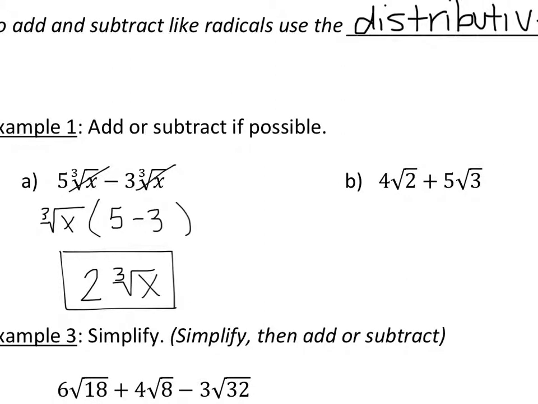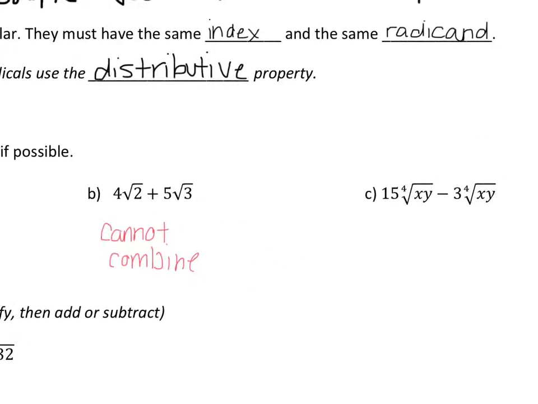Okay, for B, do they have the same index? Do they have the same radicand? No. So we cannot combine, and we're done with that one. Okay, next one, same index? Yes. Same radicand? Yes. Subtract them. What do you get? 4th root of xy. Starting out easy enough, right?